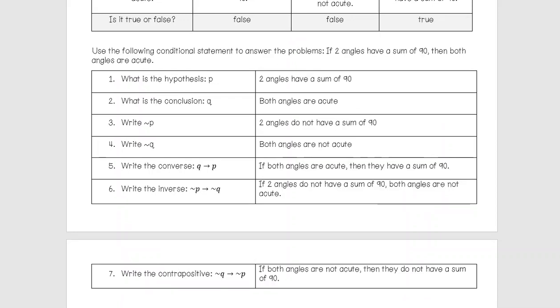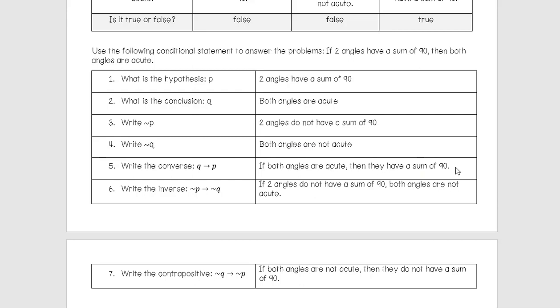So you can go ahead and check to make sure that your statements were right. The hypothesis here was that if two angles have a sum of 90, the conclusion was that both angles are acute. So not P would be two angles do not have a sum of 90. Not Q would be both angles are not acute. To write the converse, we flip-flop P and Q from their original order. So we say if both angles are acute, then they have a sum of 90.